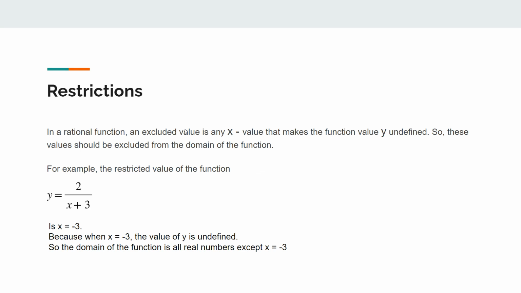So restrictions in a rational function: any excluded value is any x value that makes the function's y value undefined. These values should be excluded from the domain of the function. So for example, the restriction value of the function y equals 2 over x plus 3 would definitely be x equals negative 3, because when x is equal to negative 3, the value of y is undefined. So the domain is all real numbers except x equals negative 3. This is basically why the denominator can't equal 0.